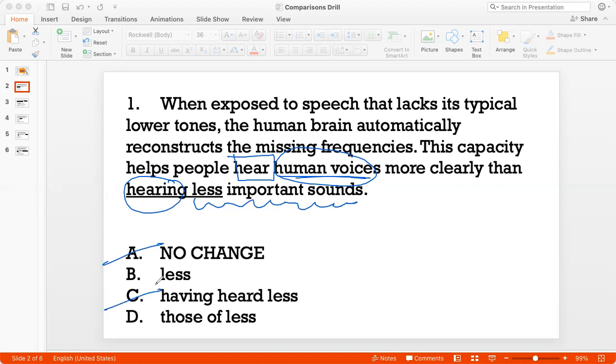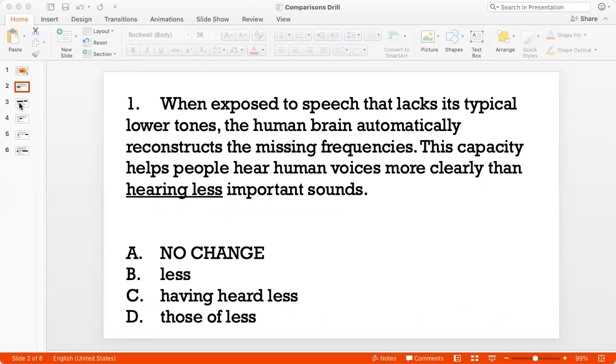Now, this capacity helps people hear human voices more clearly than those of less important sounds. If I say those of less important sounds, that's like saying voices of less important sounds. Because those here will act as the pronoun for voices. And that doesn't make sense because I'm comparing human voice with the sound, not the voice of a sound, because the sound doesn't have a voice, it's just a sound. So D distorts the meaning, and so the right answer is option B.